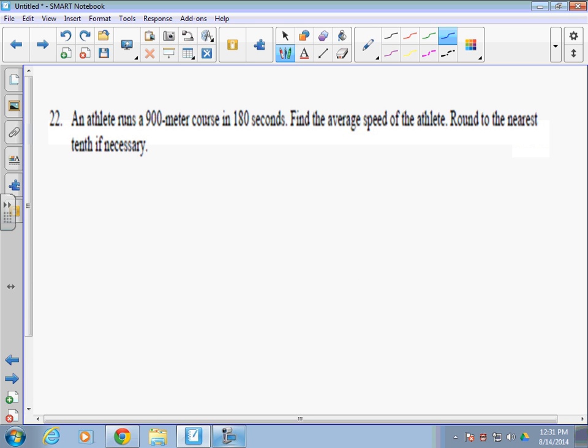Number 22 says an athlete runs a 900-meter course in 180 seconds. Find the average speed. That's rate. We're looking for rate. Round to the nearest tenth. We know 180 seconds is our time, and we know our 900 meters is our distance.